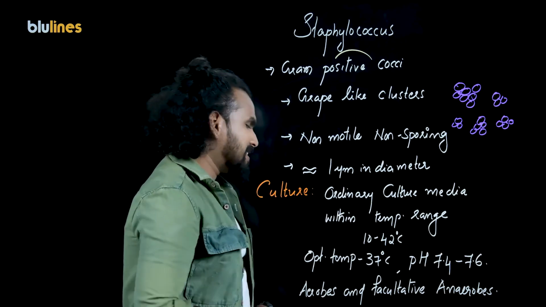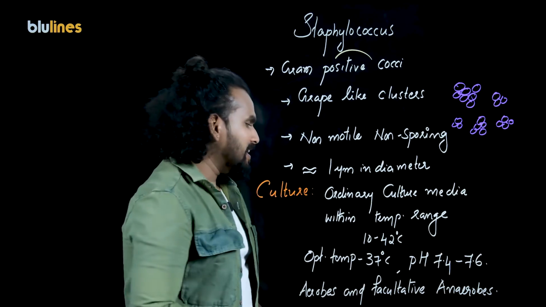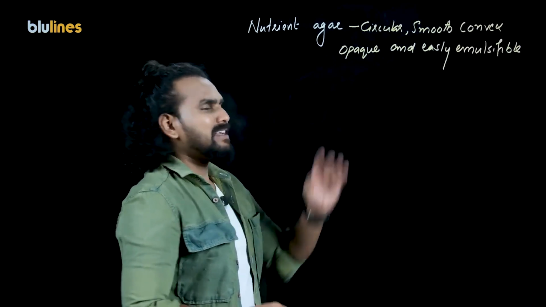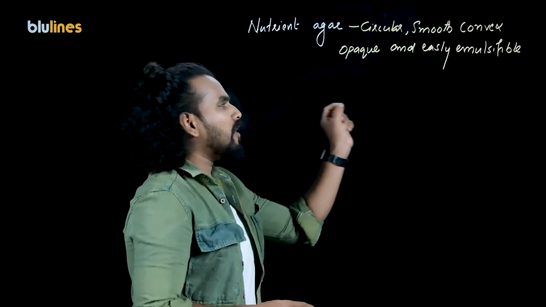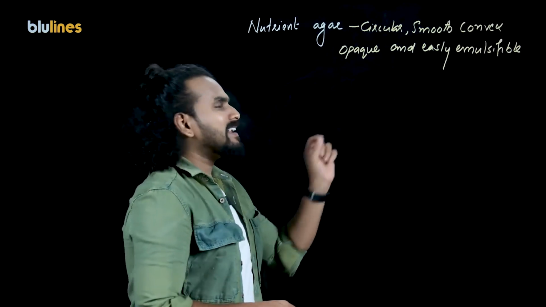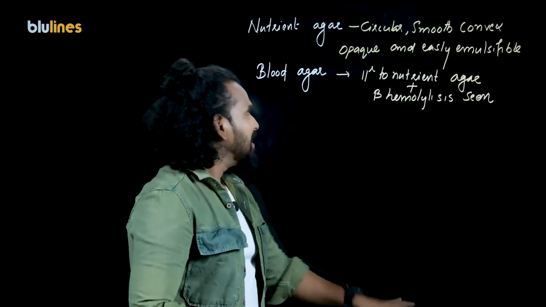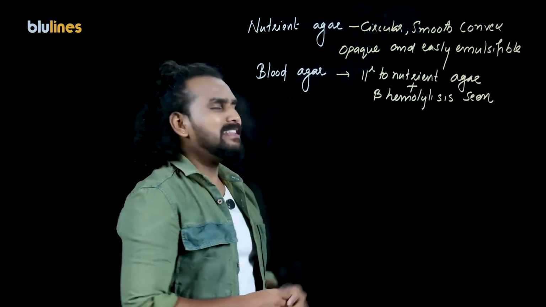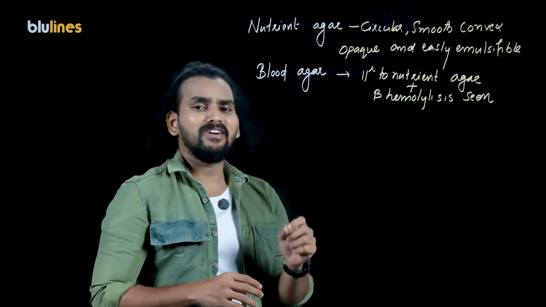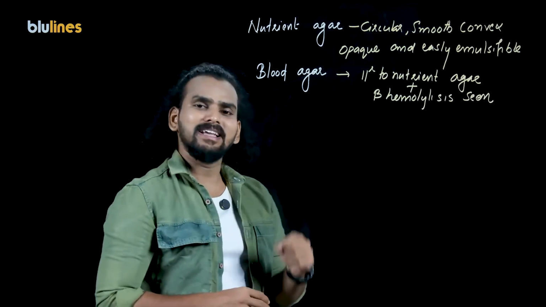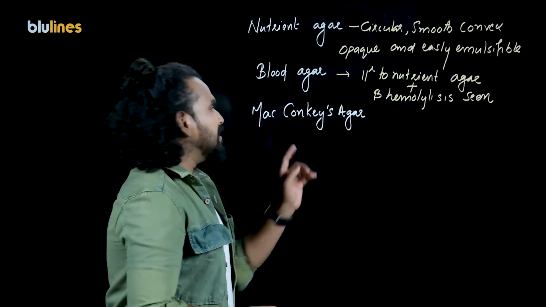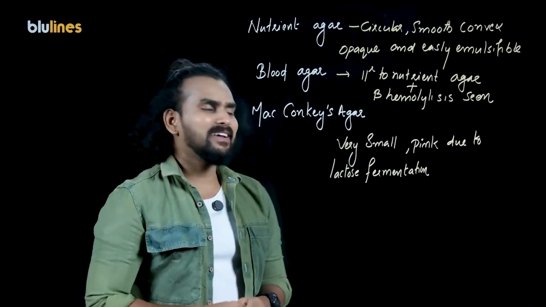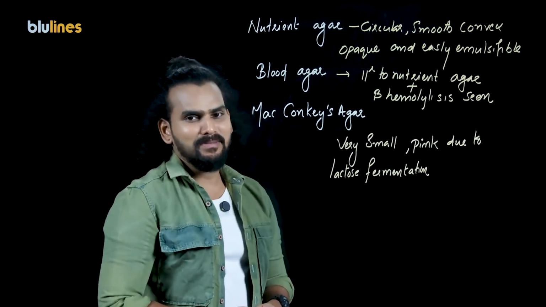And this group of bacteria are aerobes and facultative anaerobes. And in nutrient agar, they produce circular, smooth, convex, opaque colonies, and they are easily emulsifiable. And in blood agar, the colonies are very much similar to those present in the nutrient agar. In addition, they also show beta hemolysis. Then in MacConkey agar, they produce very small pink colonies due to lactose fermentation.